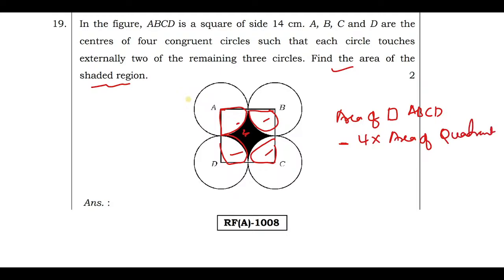Now what is the area of the square? 14 into 14 is 196. The area of a square is length into length. What you get is 196. In the same way, 4 times the area of a quadrant.